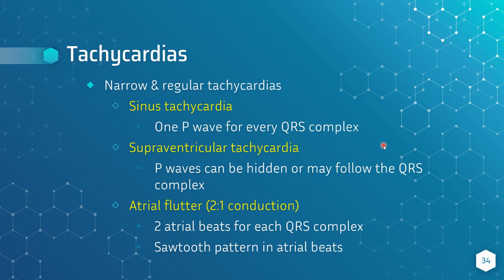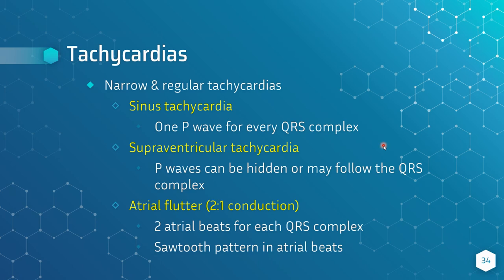So if you have a narrow QRS and the R to R is regular and the heart rate is above 100, then it could be three classifications. So it could be sinus tach. So same thing as sinus rhythm. It's just that heart rate is higher.